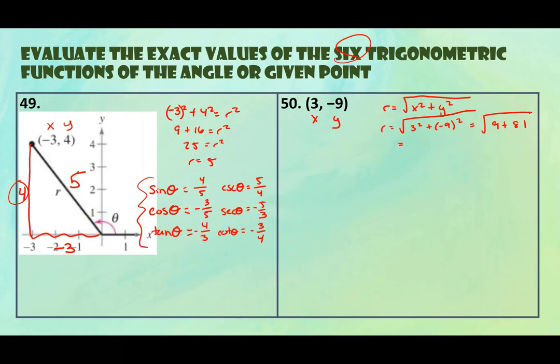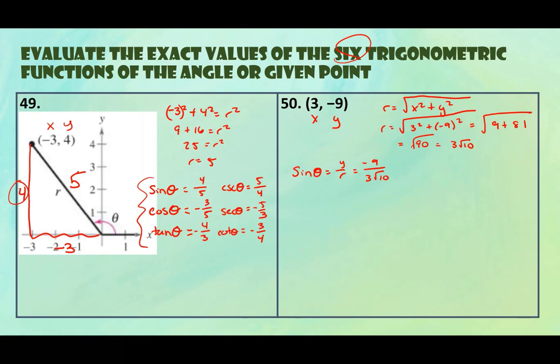Which will be the square root of 90, which is 3 root 10, okay? Because this will be 9 times 10, take out the 9. So now we have r is equal to 3 root 10. So now we're going to find sine, cosine, and tangent of this. Remember that sine of theta is going to be y over r. So in this case, it's going to be negative 9 over 3 root 10.